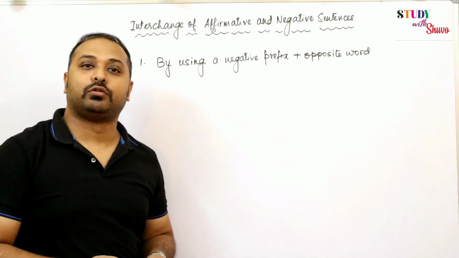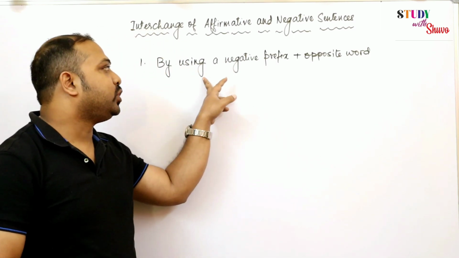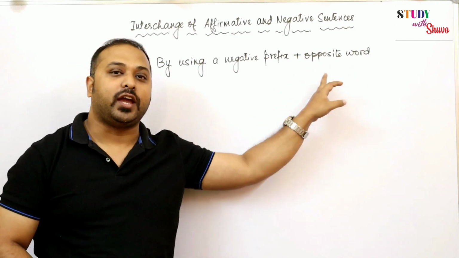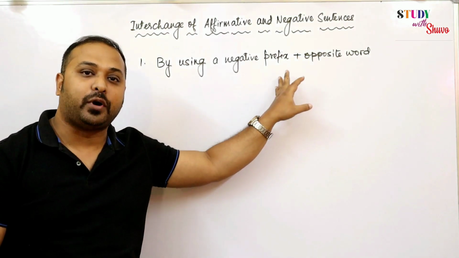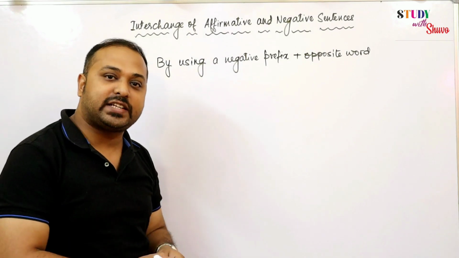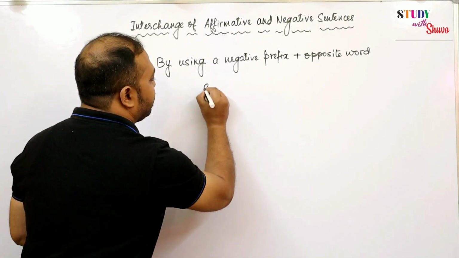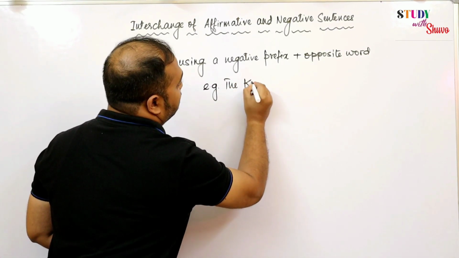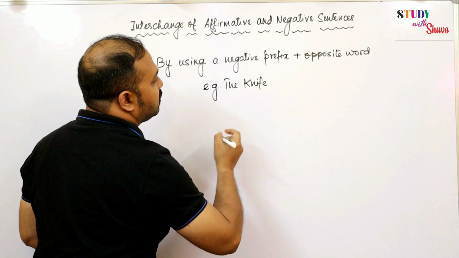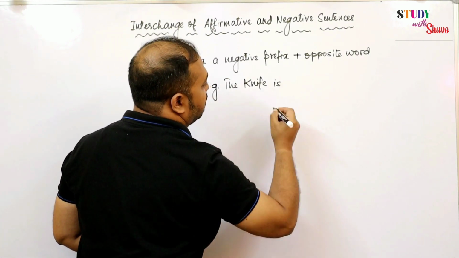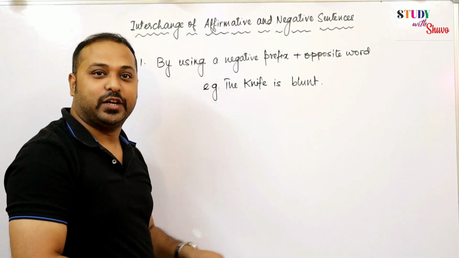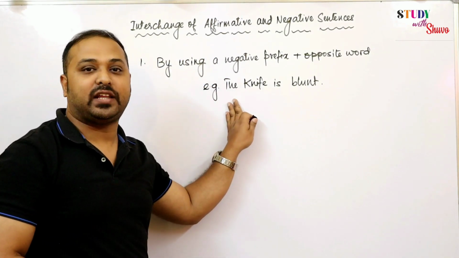So the first rule is that we have to use a negative prefix and an opposite word in order to change a sentence from positive to negative. Now let's see how it happens. For example, the knife is blunt. So children, here we have a subject, that is the knife.